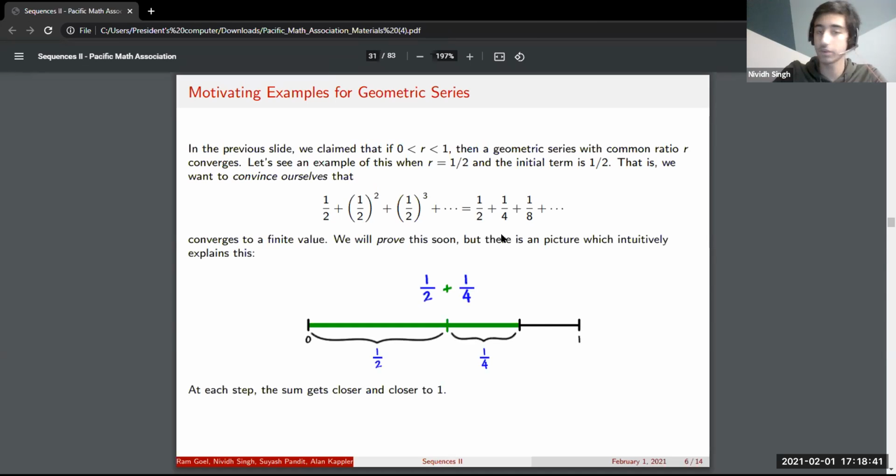We will prove this very soon, but here's a picture which explains this. We start off with 1/2, and then if we add 1/4, we have 1/4 left on the number line.